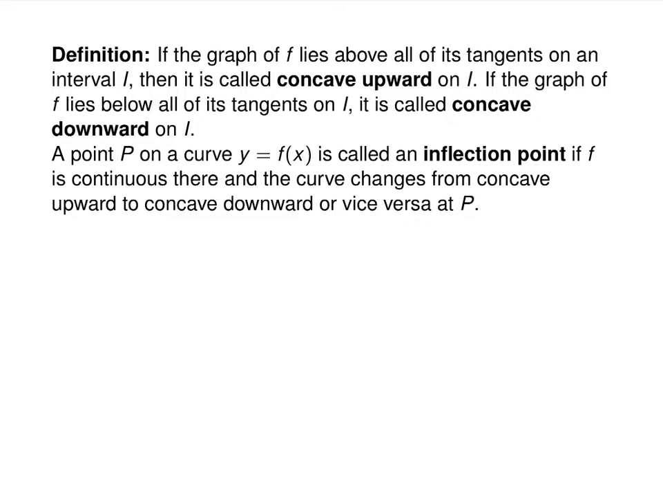So what this shape is called is concavity. If the graph of f lies above all of its tangent lines on an interval, this is called concave up. So look back at that picture, that's the technical definition. And a point P on a curve is called an inflection point if the function is continuous there and the curve changes from concave up to concave down.